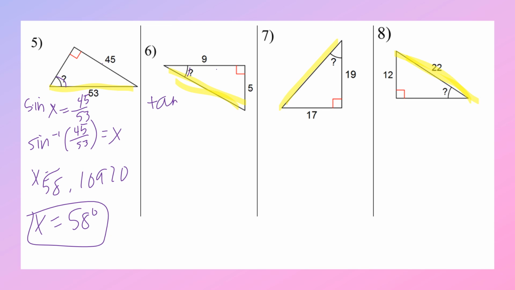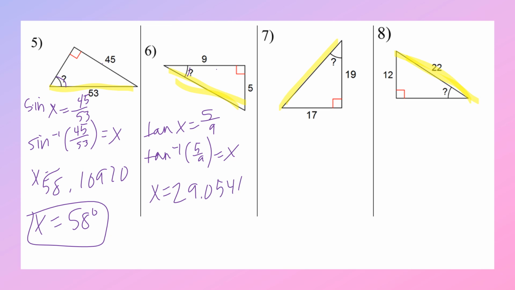Number 6, you have your angle here, so we are doing the opposite and the adjacent, which is tan. So tangent of x equals the opposite, which is 5, over the adjacent, which is 9. Take the inverse of that, and you get x equals 29.0546. That stays at 29 degrees. It does not round up.